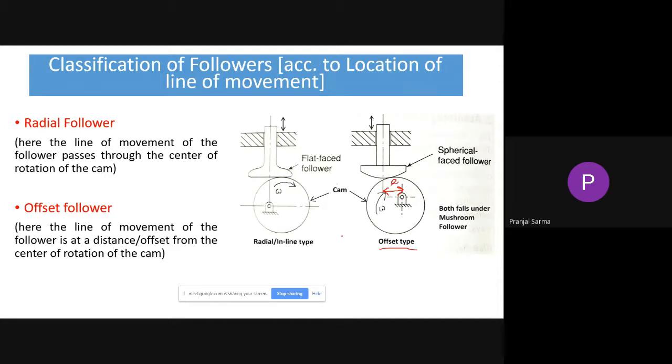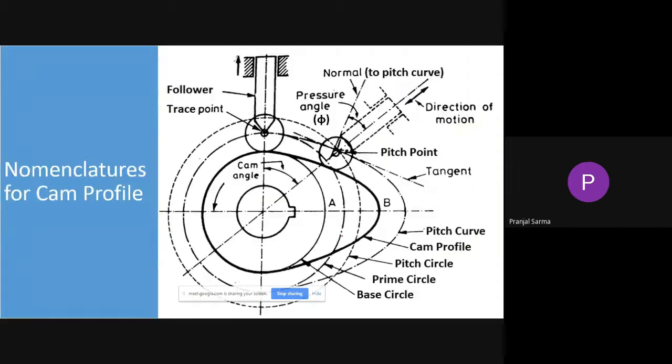Today we are going to discuss the nomenclature of the cam profile. Along with the cam profile, what are the different nomenclatures that are there? Those things we are going to discuss today. I'll be referring to this particular figure, and with respect to it we'll have the different nomenclatures of the cam profile.